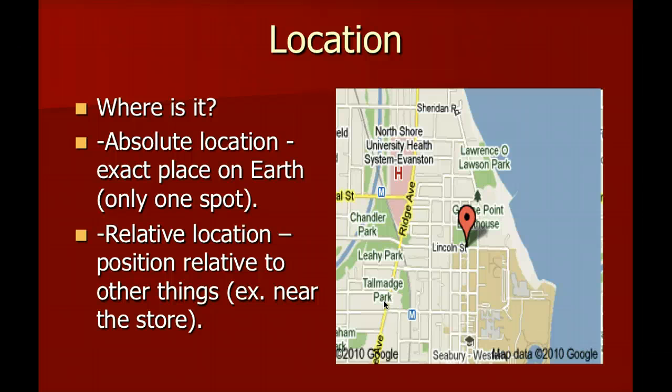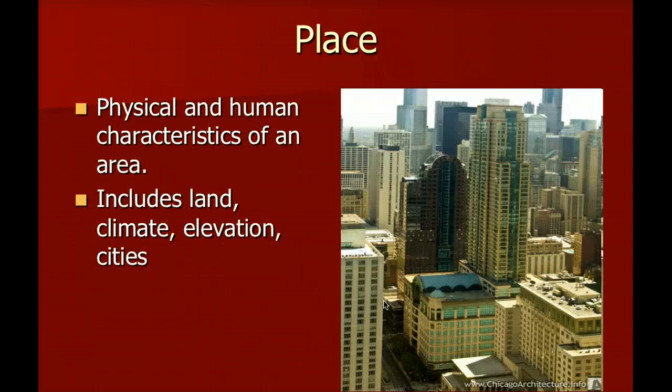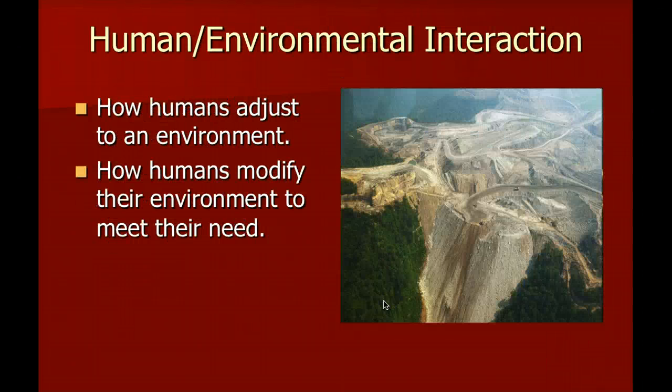Location, as I said, absolute location. This is the location or the former location of Royce Moore School. Now he lives somewhere else. So relative location, where things are next to. Place, like I said, physical characteristics, including land, elevation, climate.